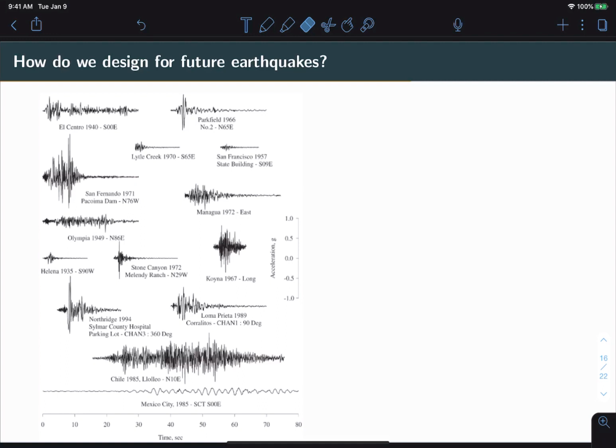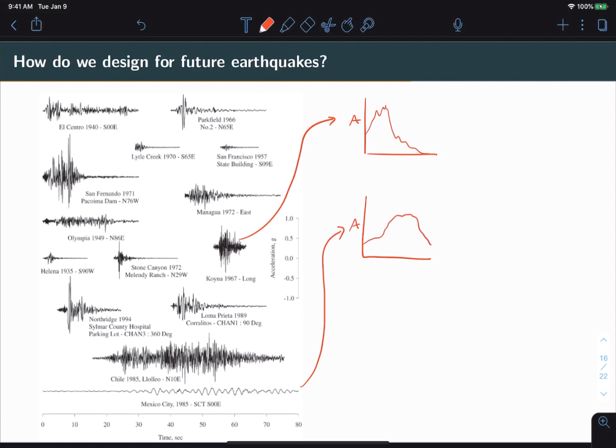For example, if we look at the Koina earthquake, which we mentioned was very high frequency, short period, we might expect to see a pseudo acceleration spectrum that is high for low periods. Comparing that to Mexico City, we might expect a pseudo acceleration spectrum that is higher at higher periods. In other words, it excites large responses out of structures with high natural periods.